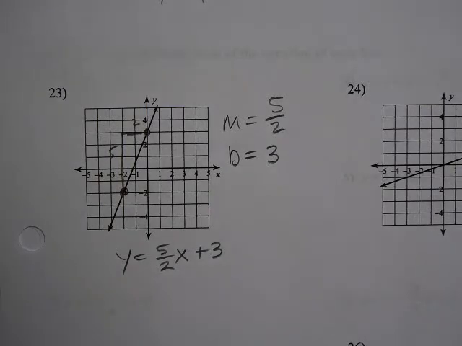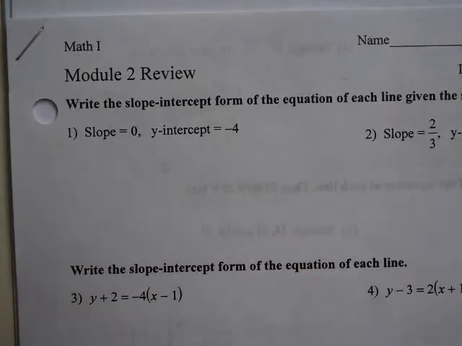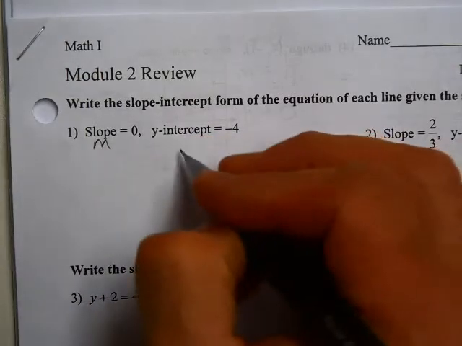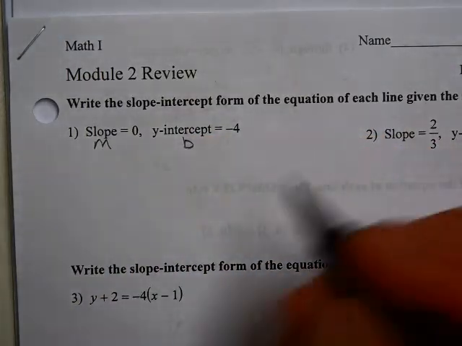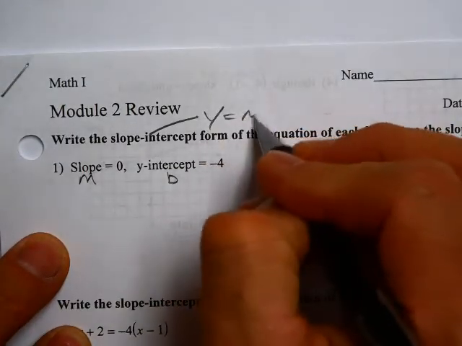All right. So when we're writing an equation in this y equals mx plus b form, we know the slope, the rate of change, and we know the y-intercept. Let's look at that front page now, and see if we can write this equation. Here they're telling us the slope and the y-intercept. So slope-intercept form is going to be y equals mx plus b.